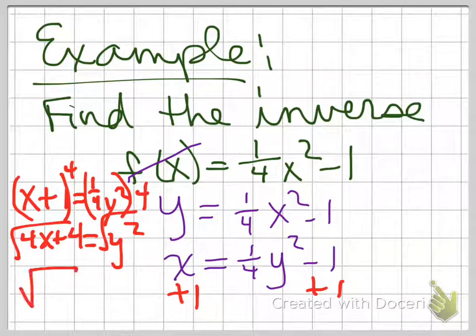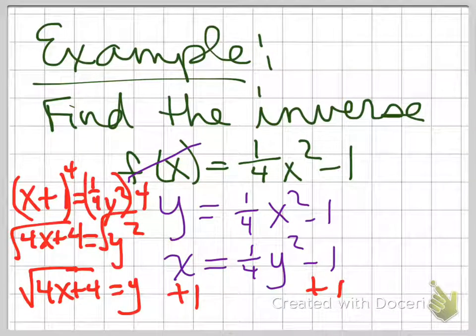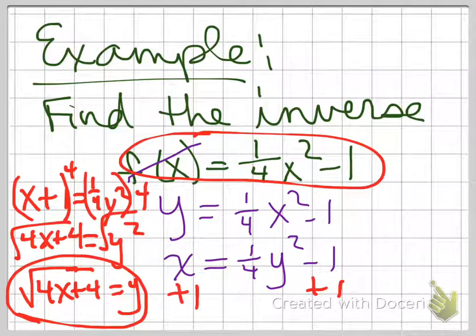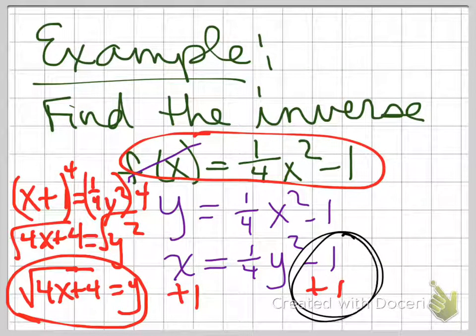So when I square root 4x plus 4, that will give me y. And that's going to be the inverse function for 1/4 x squared minus 1. These two functions will be inverses. So remember, we added the 1 first, we multiplied by the 4 second, and then we did the square root of both sides to get our solution.